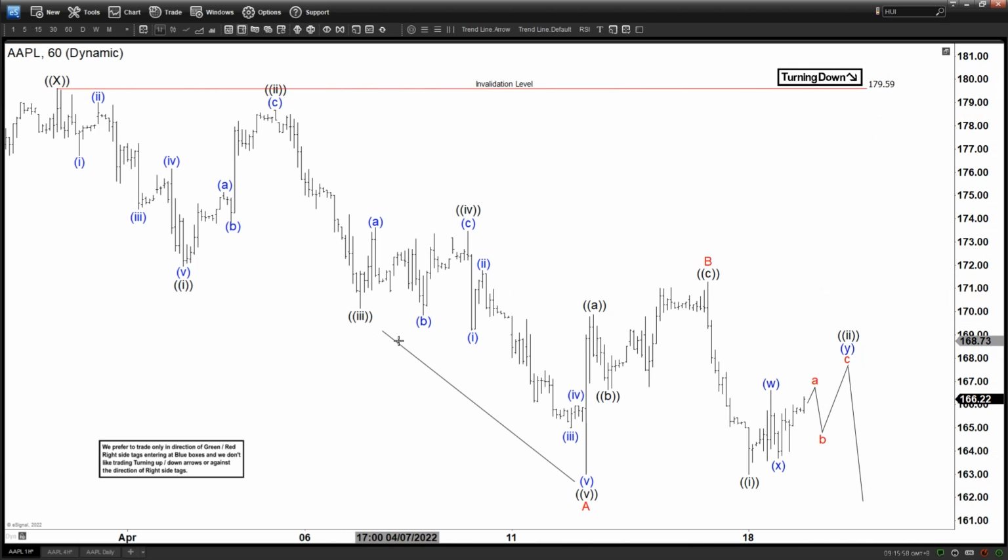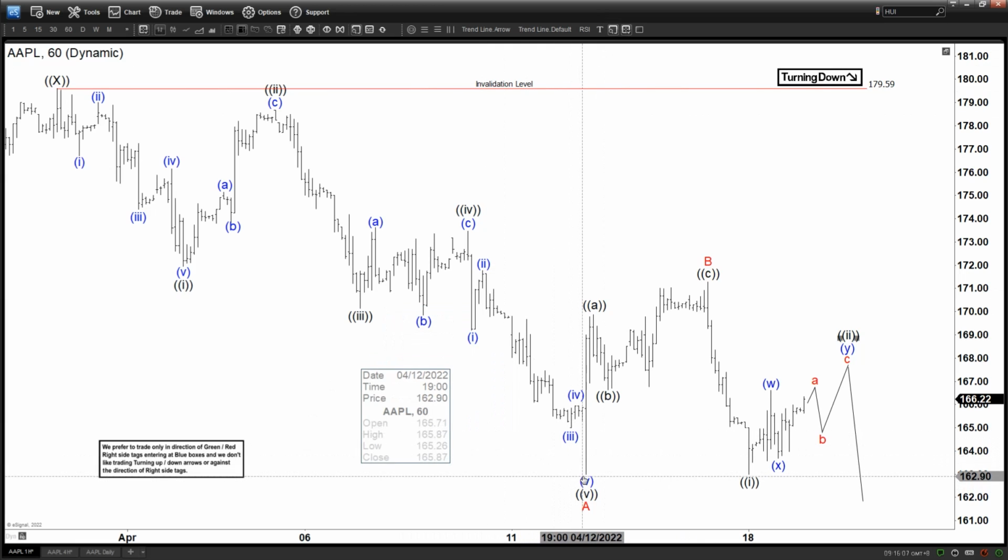Now what will be the alternate? Well, the alternate, since we have not broken below the A here, right? Let me double check to make sure. This A here is 163, this one is 163. Yeah, so we sort of double bottomed, retested the low, but we have not technically broken below it.